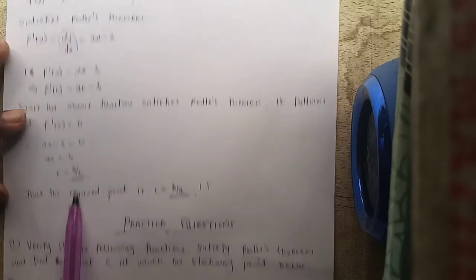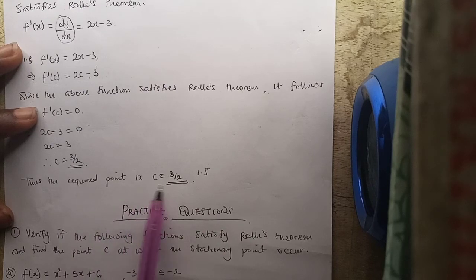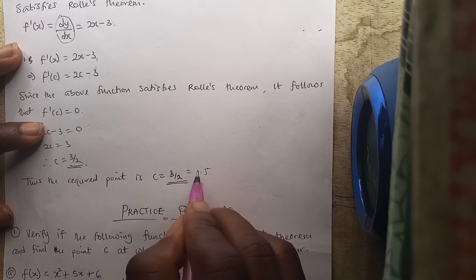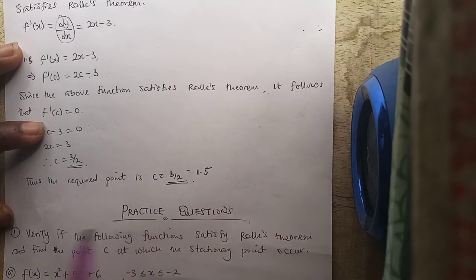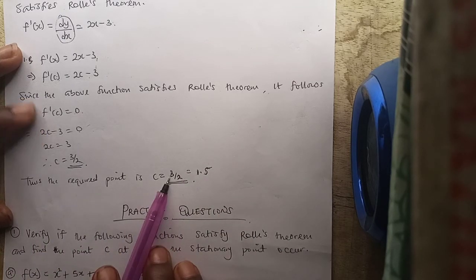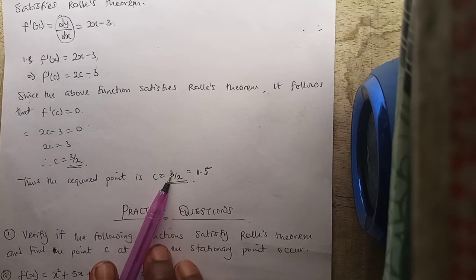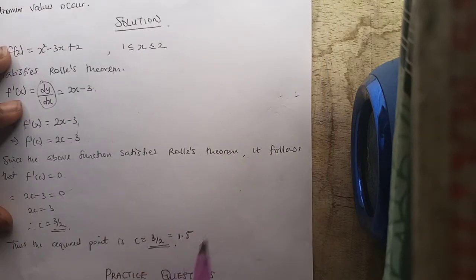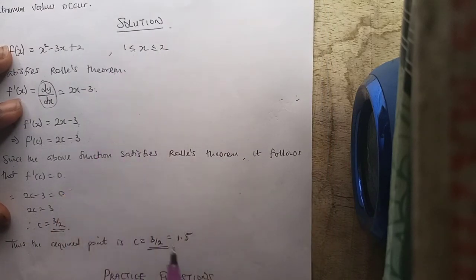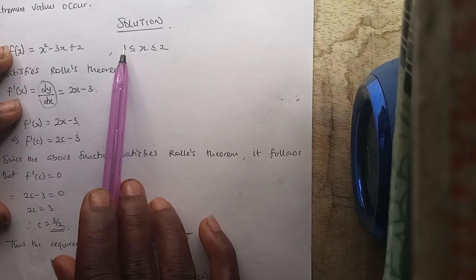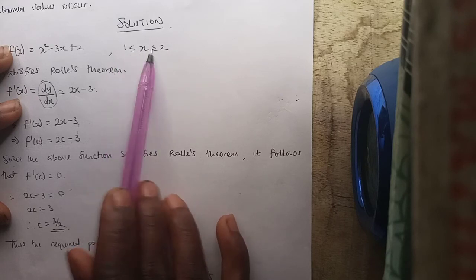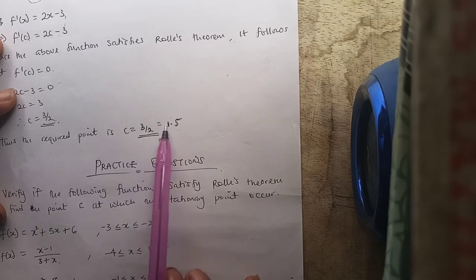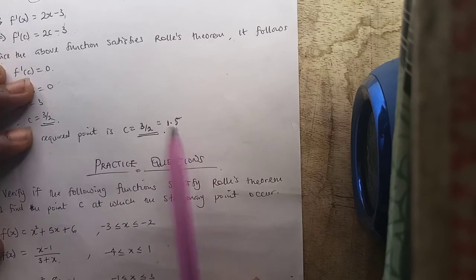Thus, the required point is c equals 3 over 2, and 3 over 2 is the same thing as 1.5. So the point that Rolle's theorem is talking about, lying between 1 and 2, is 1.5, because you can see clearly that between 1 and 2 we have 1.5. So 1.5 lies between 1 and 2. The point we are talking about is 3 over 2, which is 1.5.